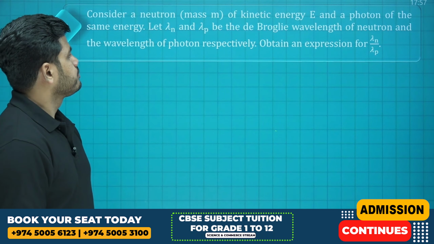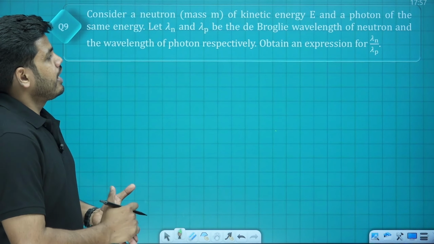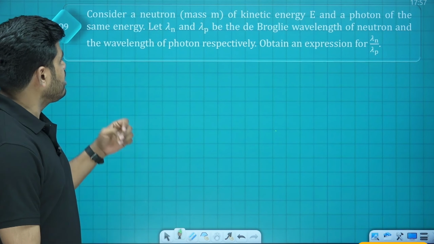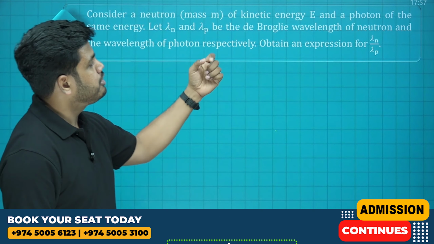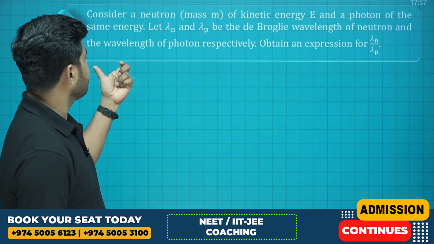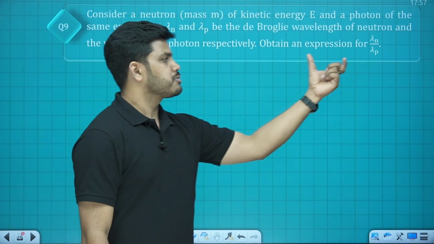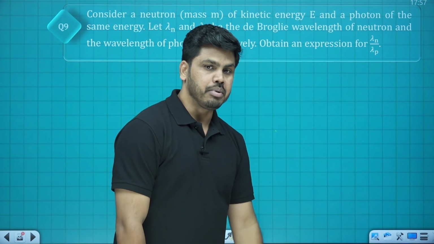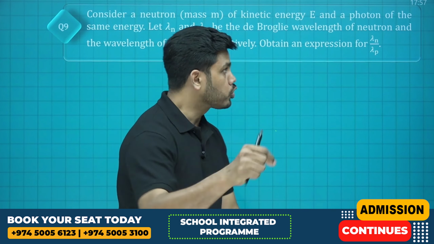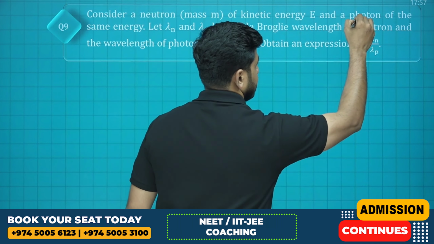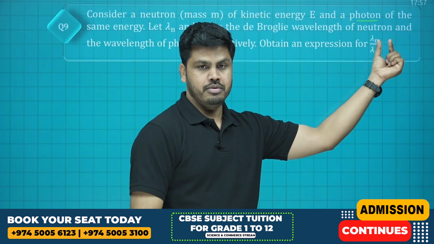Consider a neutron of mass m, of kinetic energy E, and a photon of the same energy. Let lambda n, lambda p be the de Broglie wavelength of neutron and the wavelength of photon respectively. Obtain expression for lambda n by lambda p. See, don't be confused here. Lambda p is not proton, it is a photon. Read the question properly. It is a photon, correct? But n stands for a neutron.